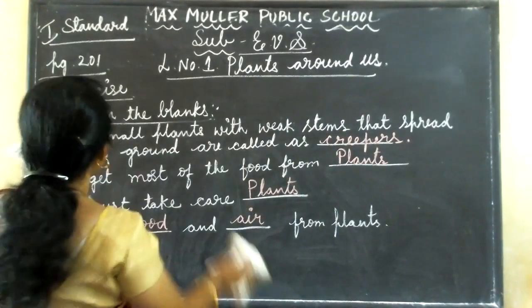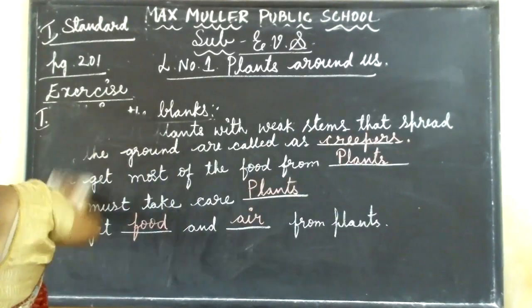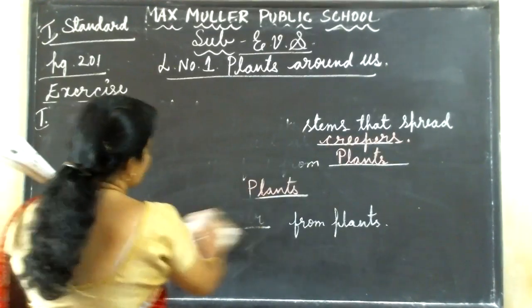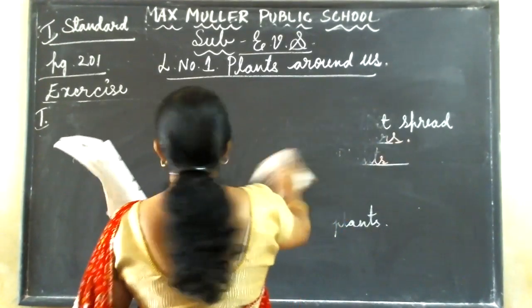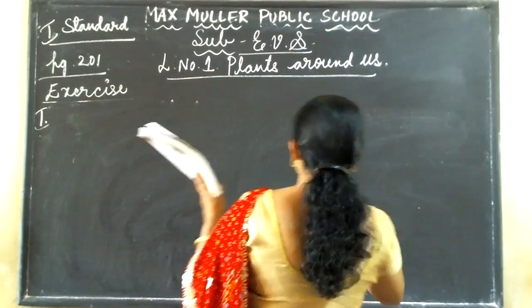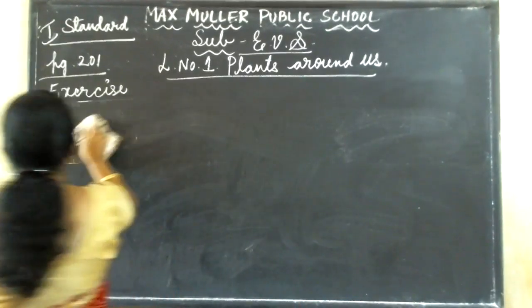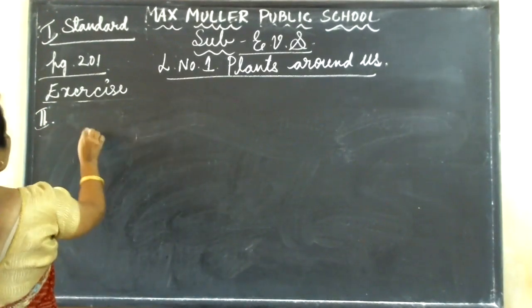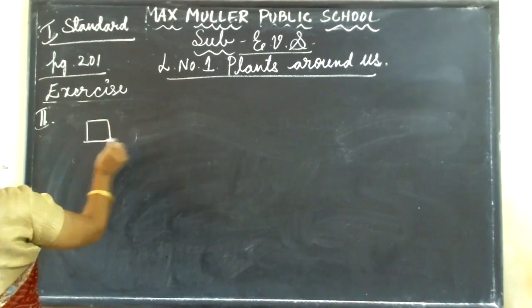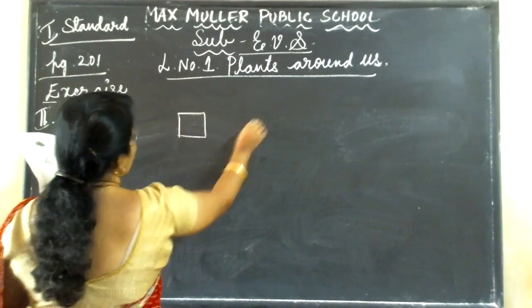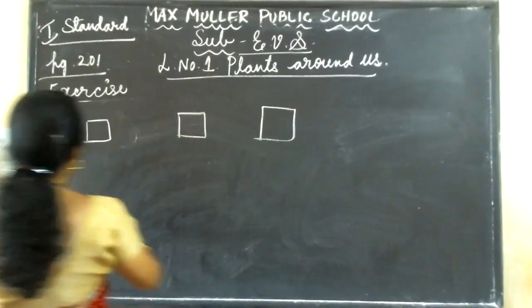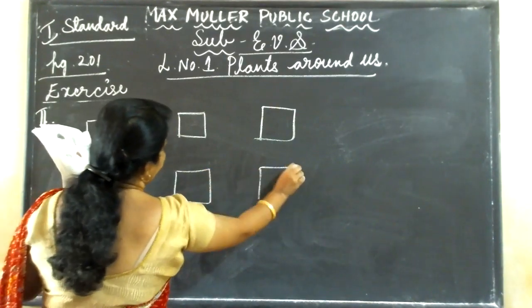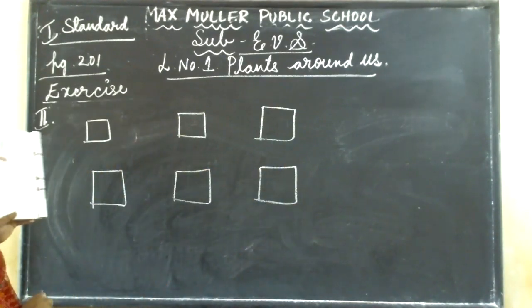What type of plants you have to tell, whether they are trees, shrubs, or herbs. See the picture. They have given 6 pictures, isn't it, children? See carefully and write. They have given the box. That is second main. See first box, then second box, then third box. Come to the next. So you should write here.